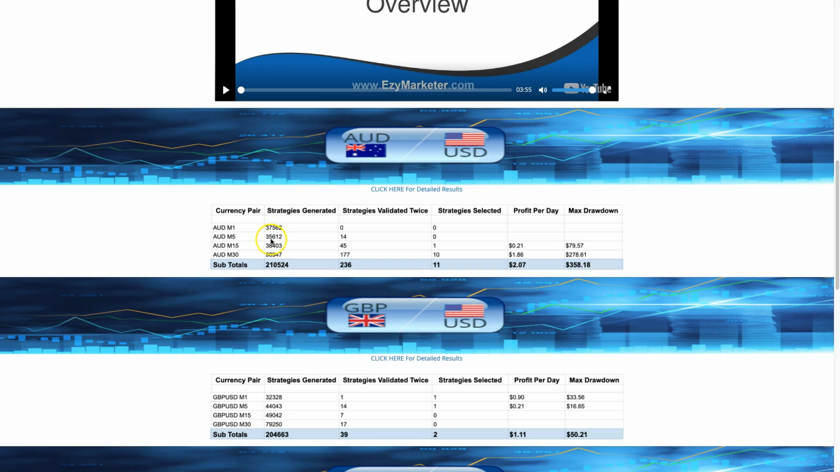Now we've got the M5, the 5 minute chart. Over 35,000 different strategies were generated, of which 14 met the criteria of the double validation. However, I then cast my eyes personally over each of the strategies. I look at them all, I analyze the results, and then I handpick the ones for us to trade the following week. And none of those 14 met my additional criteria that I personally use.